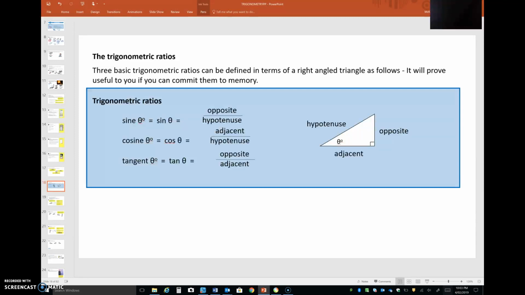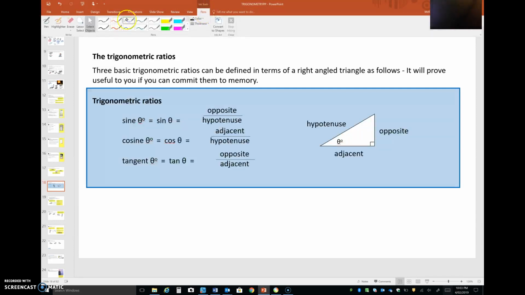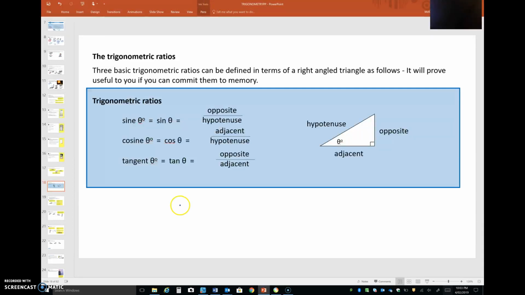Also going to assume that you understand that the sine of theta is equal to the opposite over the hypotenuse, cosine is the adjacent over the hypotenuse, and the tangent is the opposite over the adjacent. Of course, I will be using the trusty magic word, SOHCAHTOA.